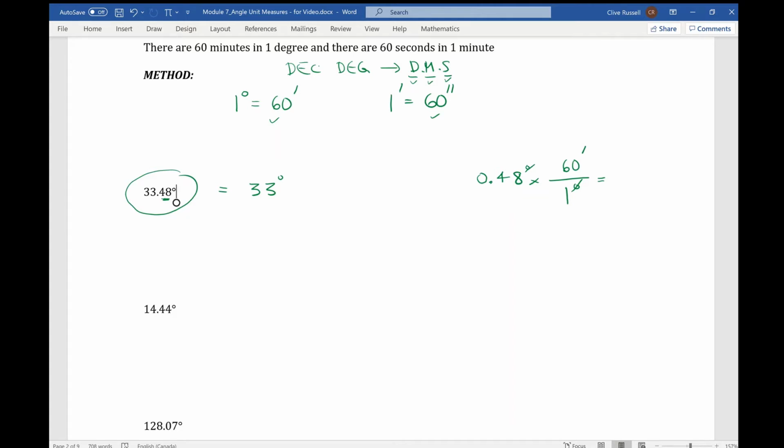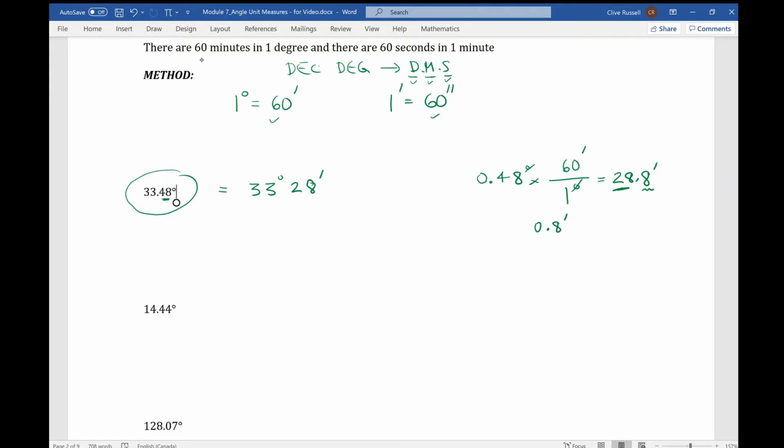Now once we do that, we get 28.8. And remember, now we are in minutes. Now we said that the DMS are whole degrees, whole minutes, and whole seconds. So we're going to take the whole minute part and put it right here. So that's 28 minutes. Now we're left with 0.8 of a minute. So we take our 0.8 minute.